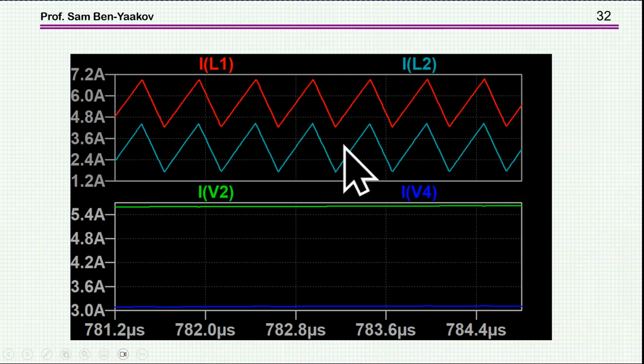And here is the inductor current. And you see that indeed they are in phase, and the ripple is about the same amplitude. So therefore the ripple of the capacitor is the same. And this is the reason why there is no ripple at the output.